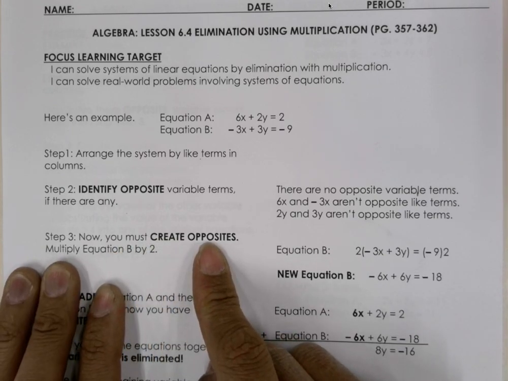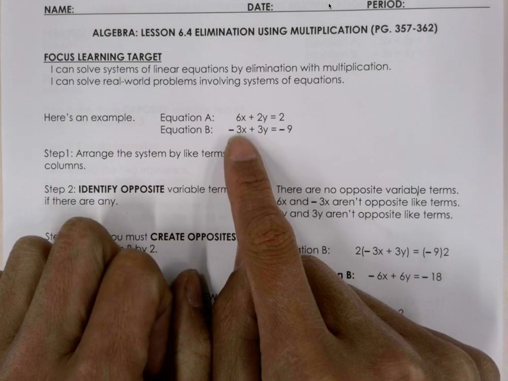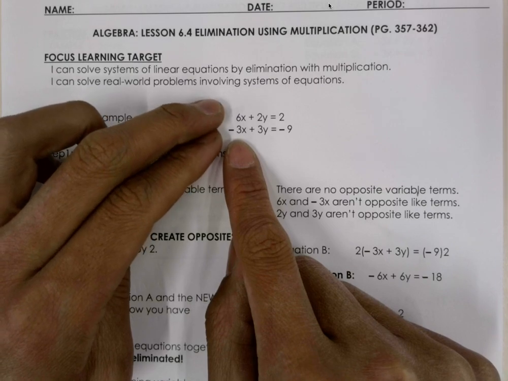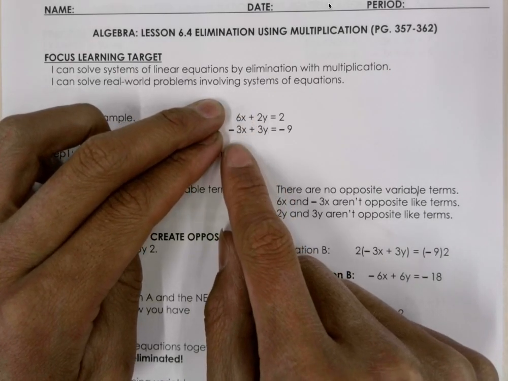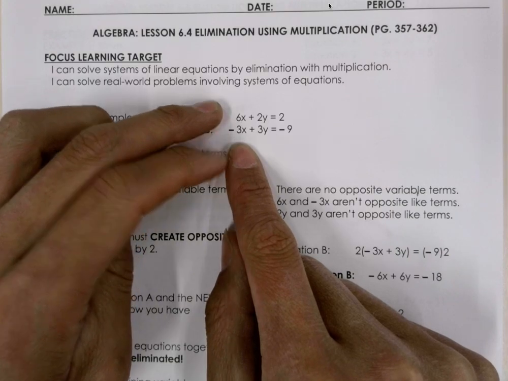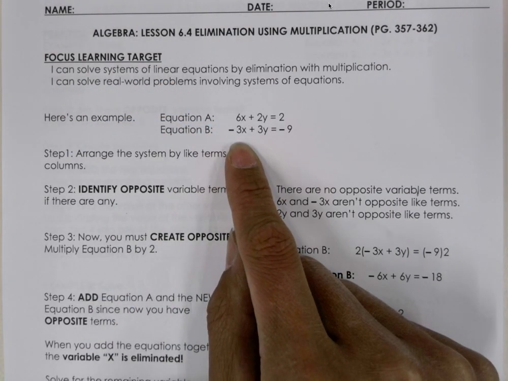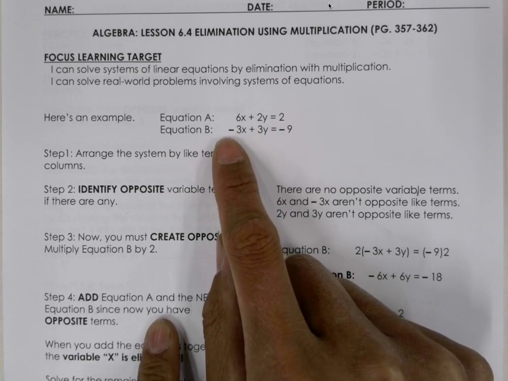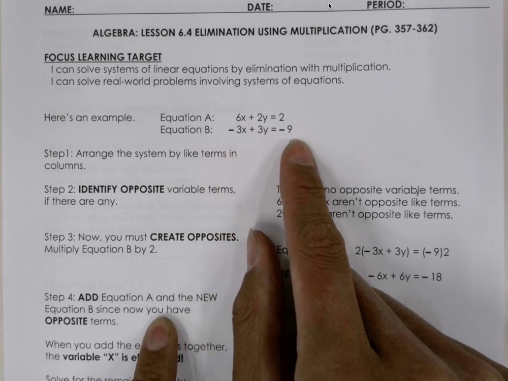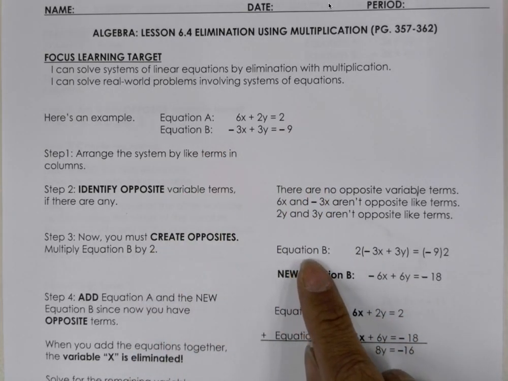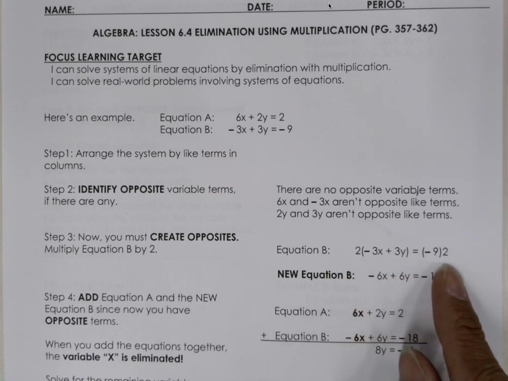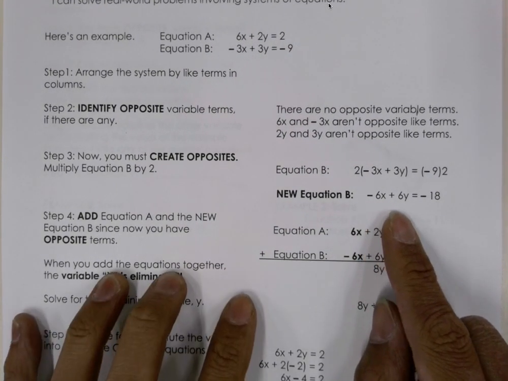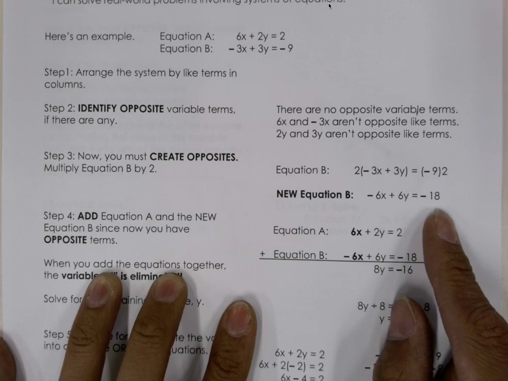opposites. And how can we create opposites? Well, notice here, if this negative 3x was negative 6x, then we would have opposites. And adding these two equations together would eliminate that term with the x, because 6x minus 6x is equal to 0. So we can turn that into a negative 6. How? We multiply the second equation by 2. So if we go ahead and do that here, we multiply both sides of the second equation by 2, we get a new equation, which is negative 6x plus 6y is equal to negative 18.